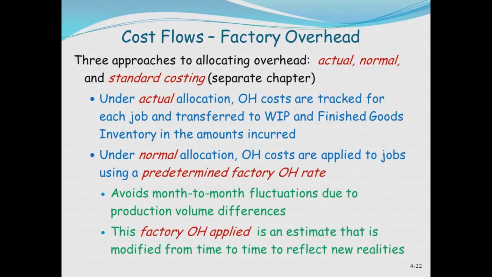Under normal allocation, overhead is applied to a job using the overhead rate. So this avoids month-to-month fluctuations due to volume differences. So you know pretty much how much your overhead will be each month. Now, it could be changed. During the course of the year, you could see, well, we estimated in January and we were way off. You can then fix things as appropriate. But you don't necessarily fix it each month as you go through the process.